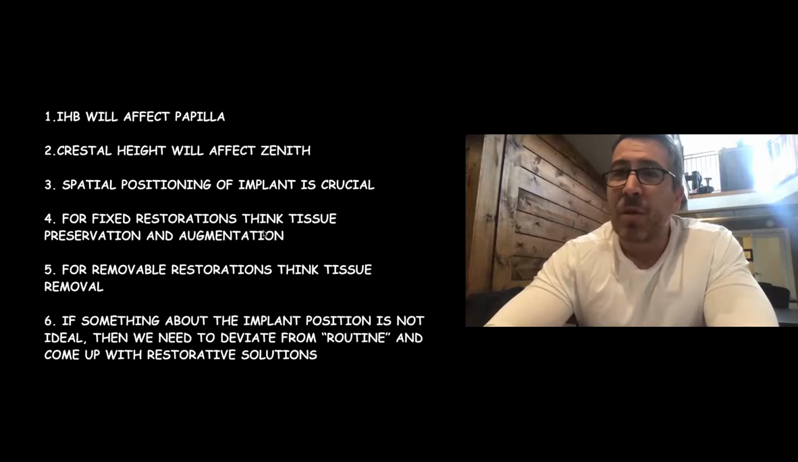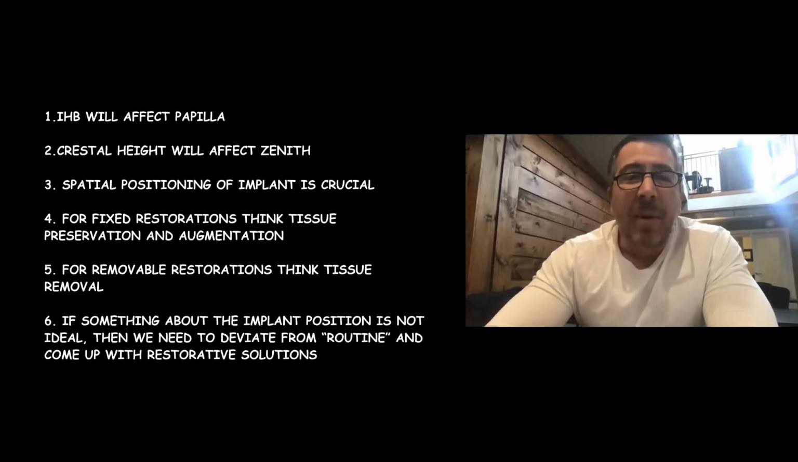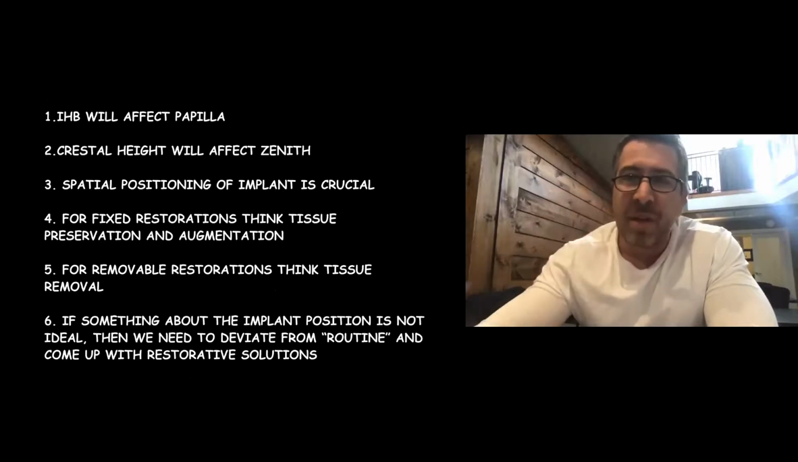So if I'm doing a single crown, you're obviously thinking about tissue preservation. If I'm doing bridge work on a patient, I want augmentation. I want as much tissue as possible. I don't want little amounts of tissue. If I'm thinking about dentures though, I'm thinking about removing tissue, not soft tissue, but bone, because I need the interarch clearance. So fixed bridges, you want the tissue for the aesthetics.